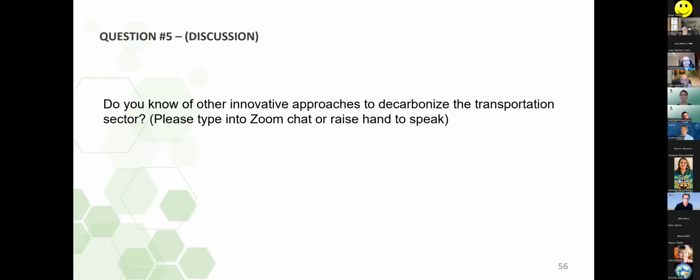Good. Other thoughts? Craig Jones, I see your hand up. You should be able to unmute. What are your thoughts on further decarbonizing the transportation sector?